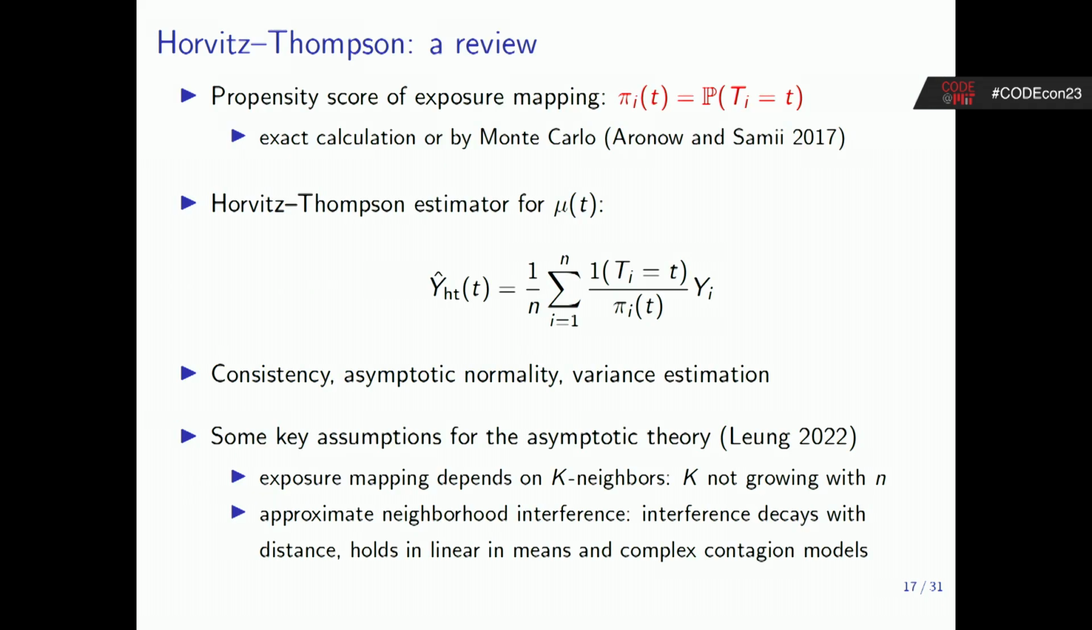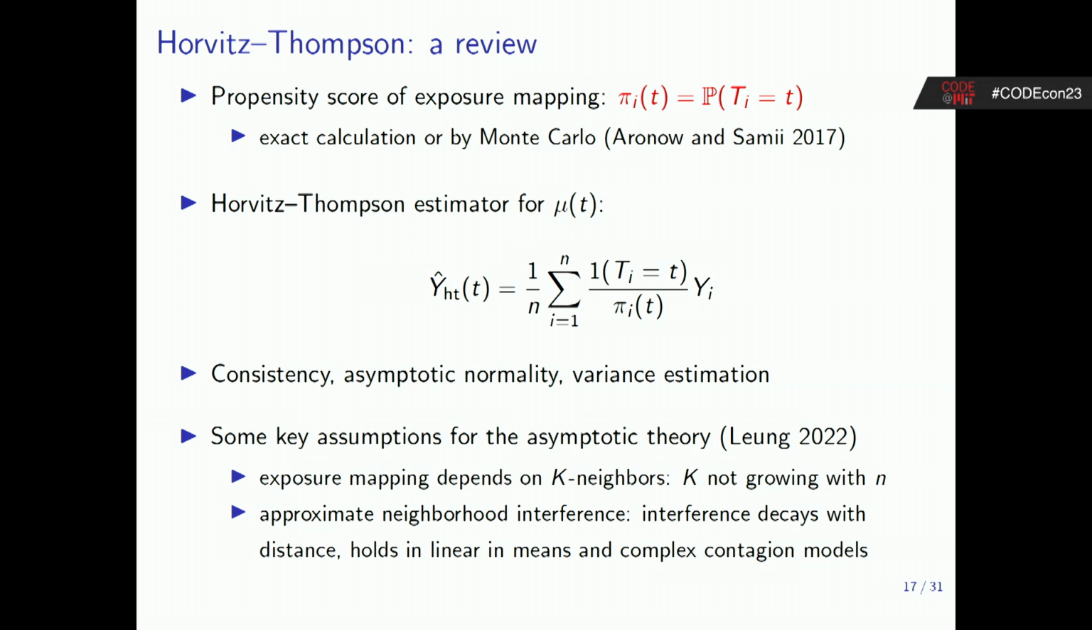Okay. So the first thing, I want to do some literature review. First review is how do you do estimation? How do you make any progress? The classic estimator is the Horvitz-Thompson estimator. Whenever you want to estimate some mean, you don't have equal probability of observing the outcomes. You have to do inverse probability weighting. In this case, we define the probability of the exposure mapping for unit i as pi_it. If you want to recover mu_t unbiasedly, you do inverse probability weighting. The Horvitz-Thompson estimator you can show is unbiased. Under some conditions, it's consistent, asymptotically normal, and you can estimate the variance.